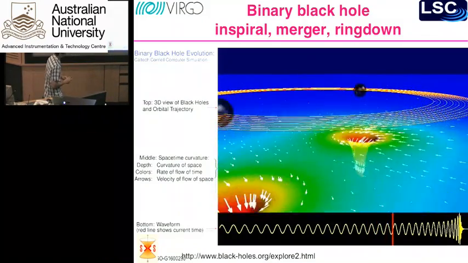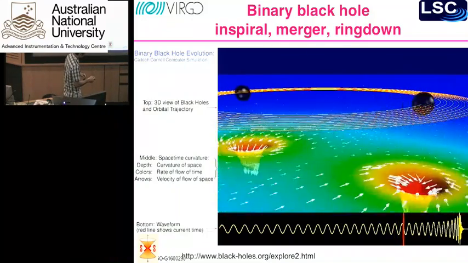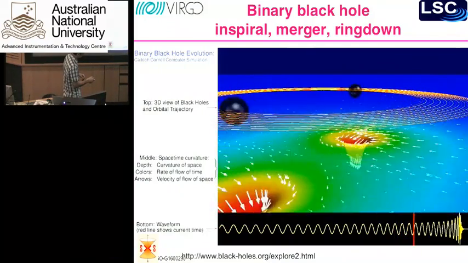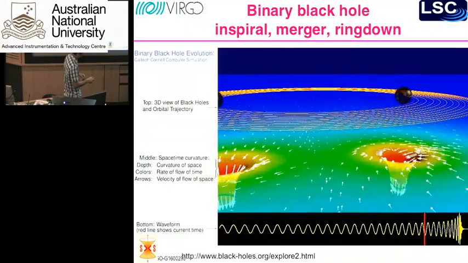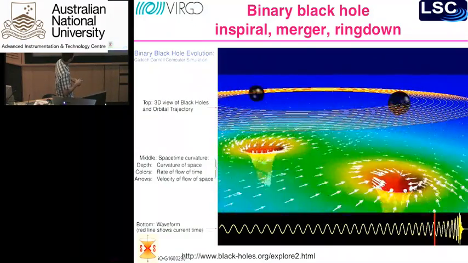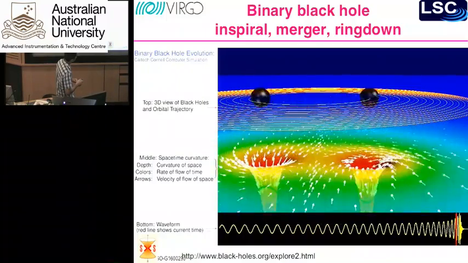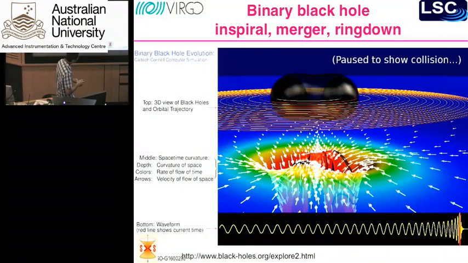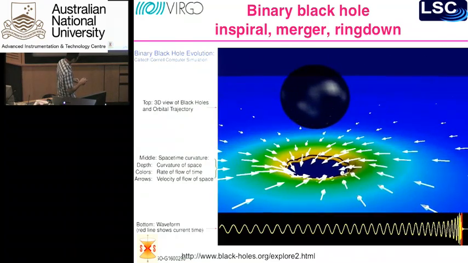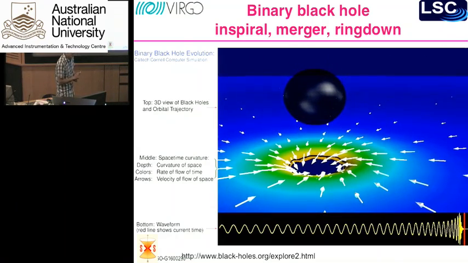And on the bottom, you see the gravitational waveform. So now they're getting closer and closer, and they're about to inspiral. The frequency is increasing as they come closer together. And at the point of merger, here they merge, and space-time is doing some crazy stuff there, and then the black hole rings down at the end.